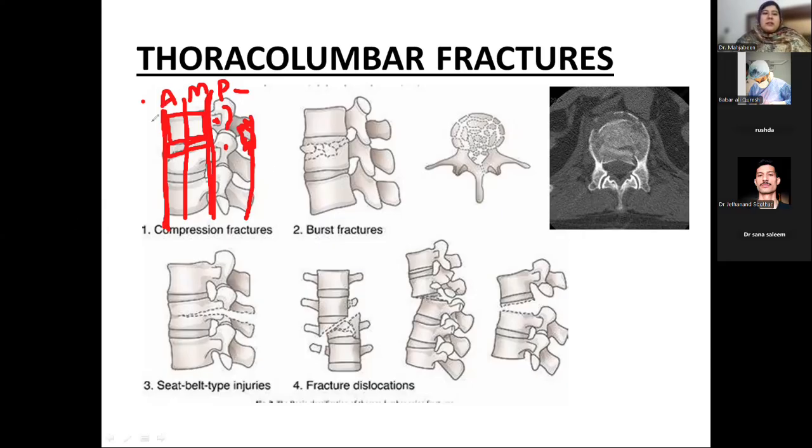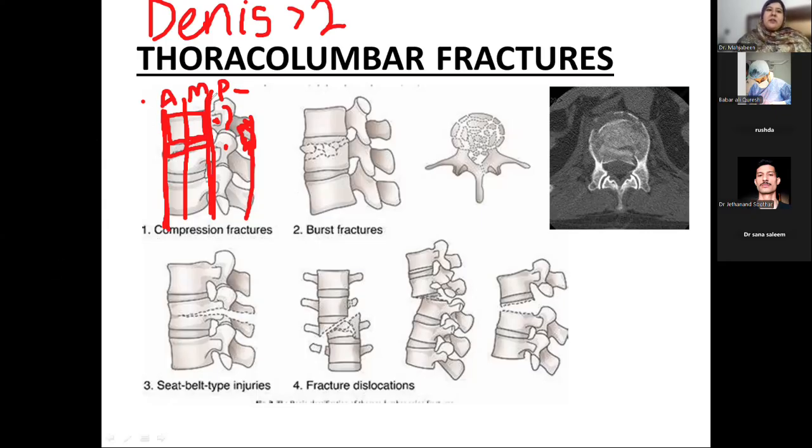This is known as the Dennis three-column theory. Now, what did Dennis say? To declare a spine unstable, there must be injury of two or more than two columns. That is, we have three columns of the spine. If there is fracture of two or more than two columns, then it will result in instability of the spine.